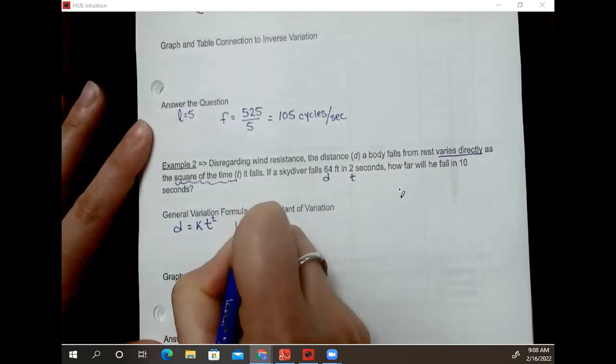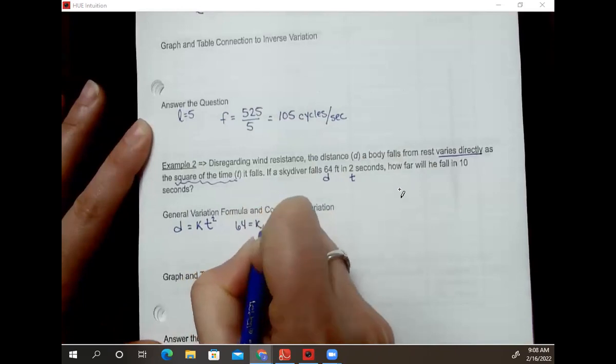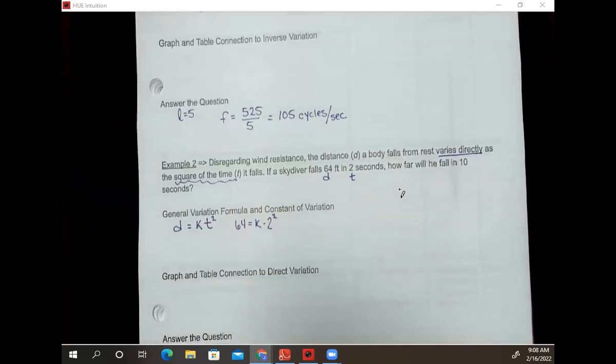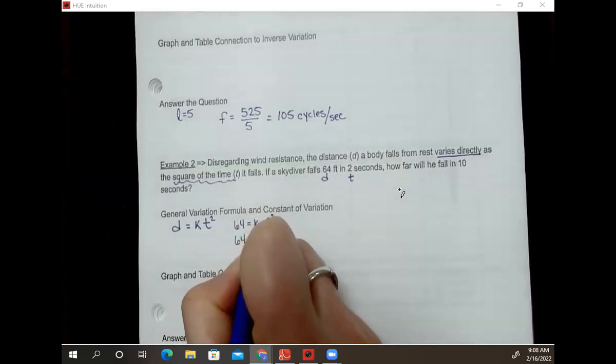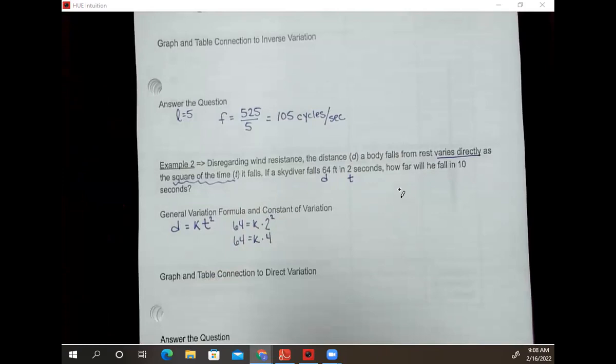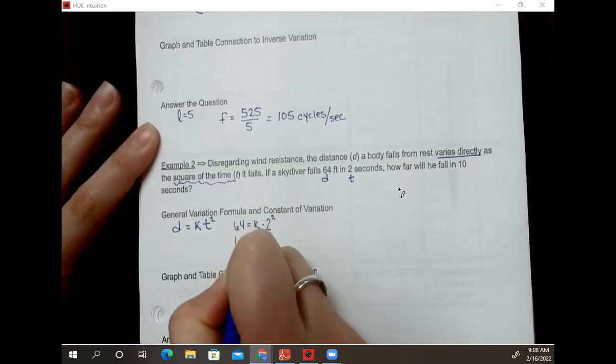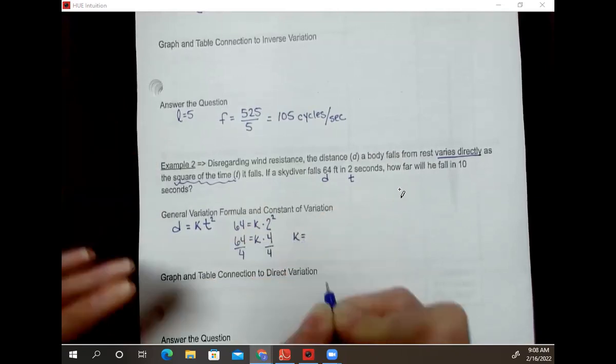So 64 equals k times 2. And remember, I have to square it. So what I get here is 64 equals k times 4. I need to find that constant because again, that gives me that specific relationship, that ratio of how they're related. So I'm going to divide both sides by 4 and we get k to be 16.